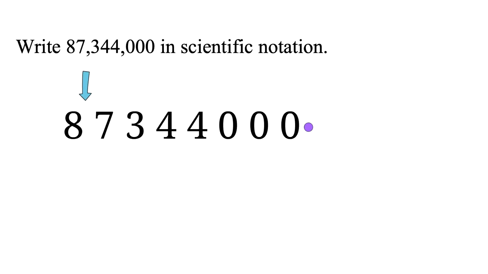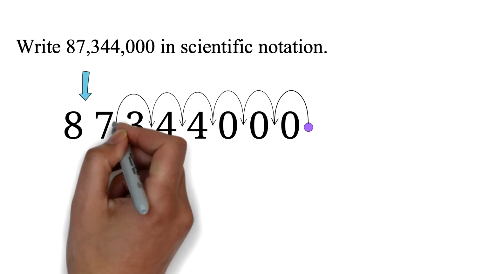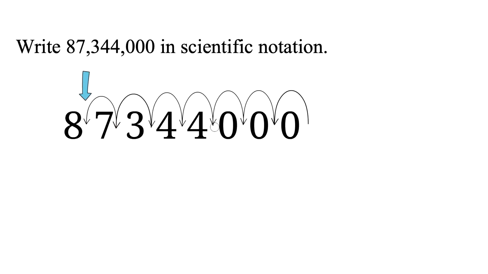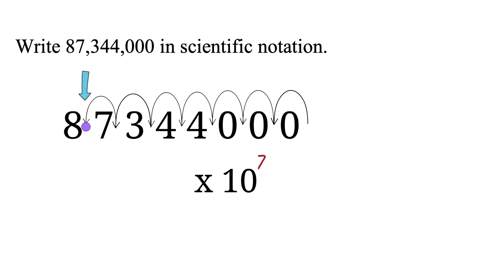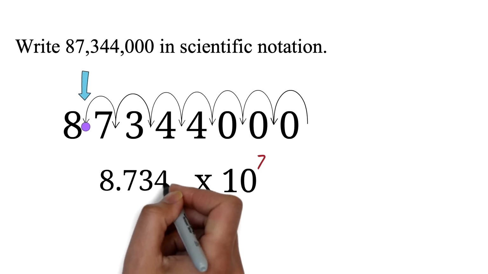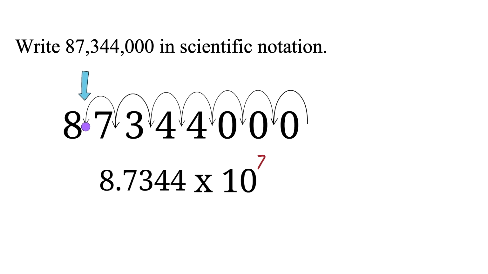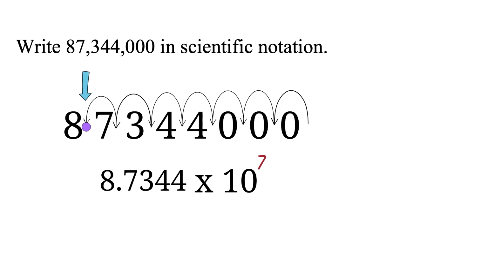So we will move this point 1, 2, 3, 4, 5, 6, 7 places to the left to get it behind the 8. This is represented as 10 to the power 7. This is because we moved 7 times to the left. If we had moved to the right, it would have been -7. We write our answer as 8.7344 times 10 to the power 7. Notice we left out the zeros in our answer. Leaving them out does not change the answer. This is our final answer.